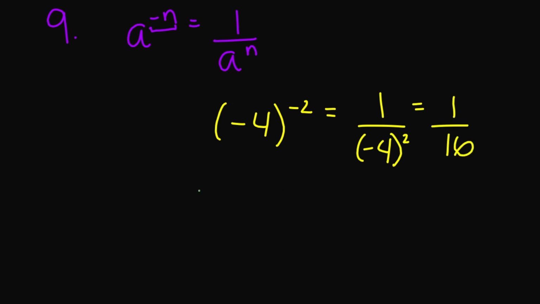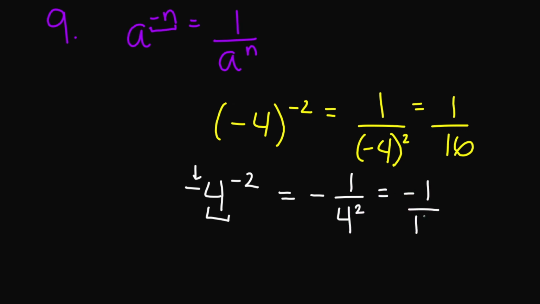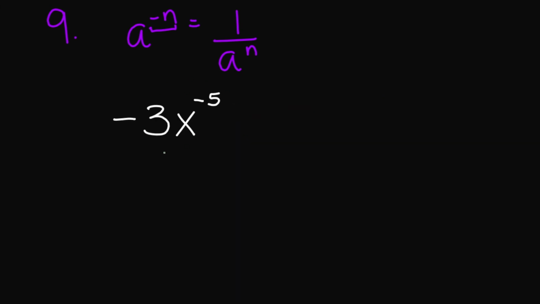But what if you had -4 to the -2nd power with no parentheses? Notice that my 4 is the only thing being raised to the -2nd power. So this is going to become negative. This negative did not disappear. It's not included. It's going to be -1 over 4 to the 2nd power, which is going to equal -1 over 16.